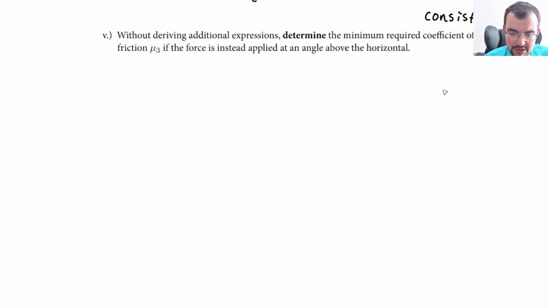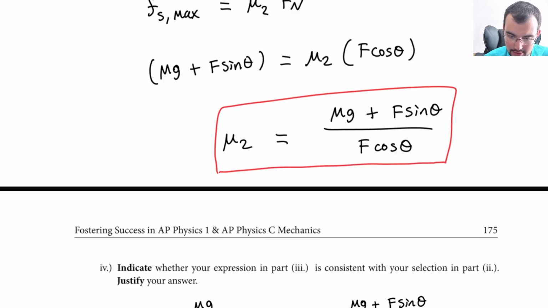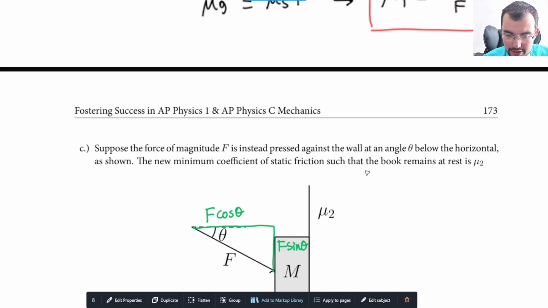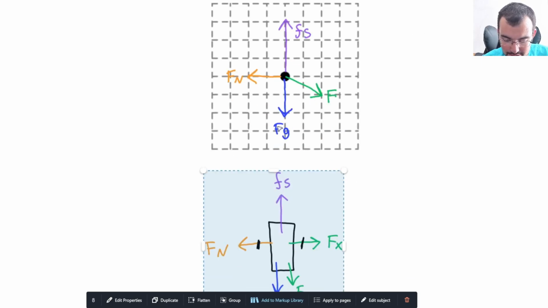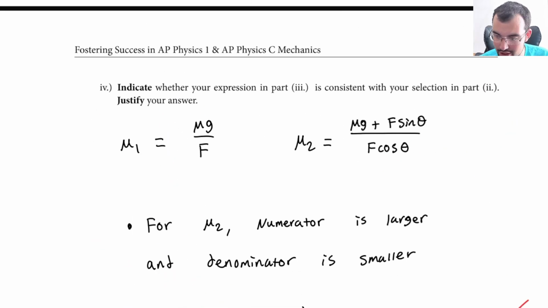Determine the minimum static friction if we instead apply the force above the horizontal. So, what is going to happen if instead of pushing down into the wall, we push up into the wall? Well, what changes? The only thing that changes is we flip the direction of the Y push to go up. And we've seen this scenario before, where if you flip this sort of symmetry, that usually corresponds to a sign change.